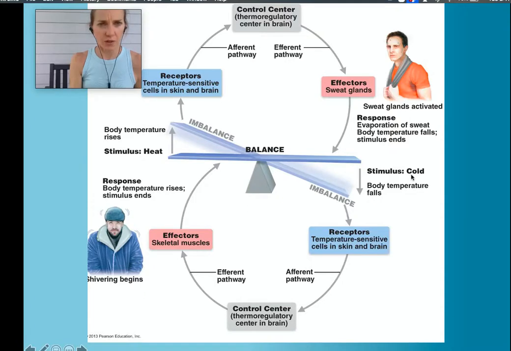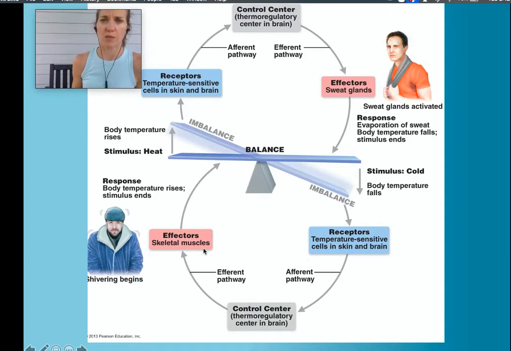If temperature falls, you see the same pattern play out just in the opposite direction. So receptors in the skin that are sensitive to changes in temperature will send signals to the brain via afferent pathways. We'll look at these terms again later. So afferent approaches the brain, efferent exits the brain. So efferent pathways, in this case, maybe you see skeletal muscle and you see shivering take place.